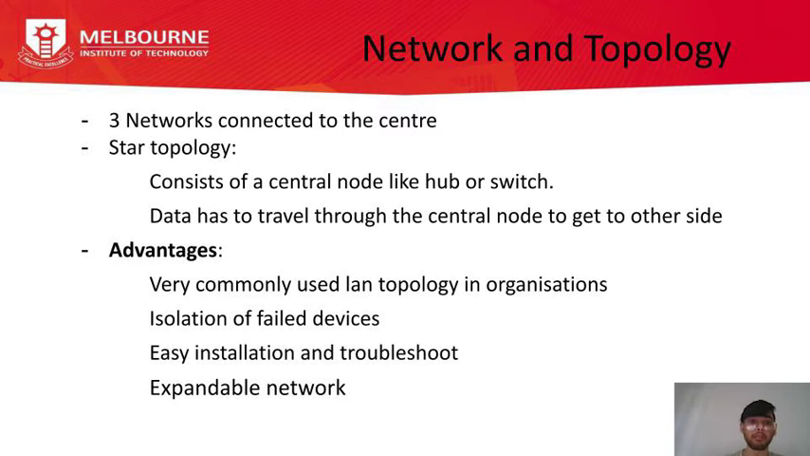The basic reasons for choosing star topology are that it is a very commonly used LAN topology in various organizations, and the isolation of failed devices is possible. In case something fails, the whole network does not have to go down, and it is very easy to install and troubleshoot, and the network can be expanded if required.